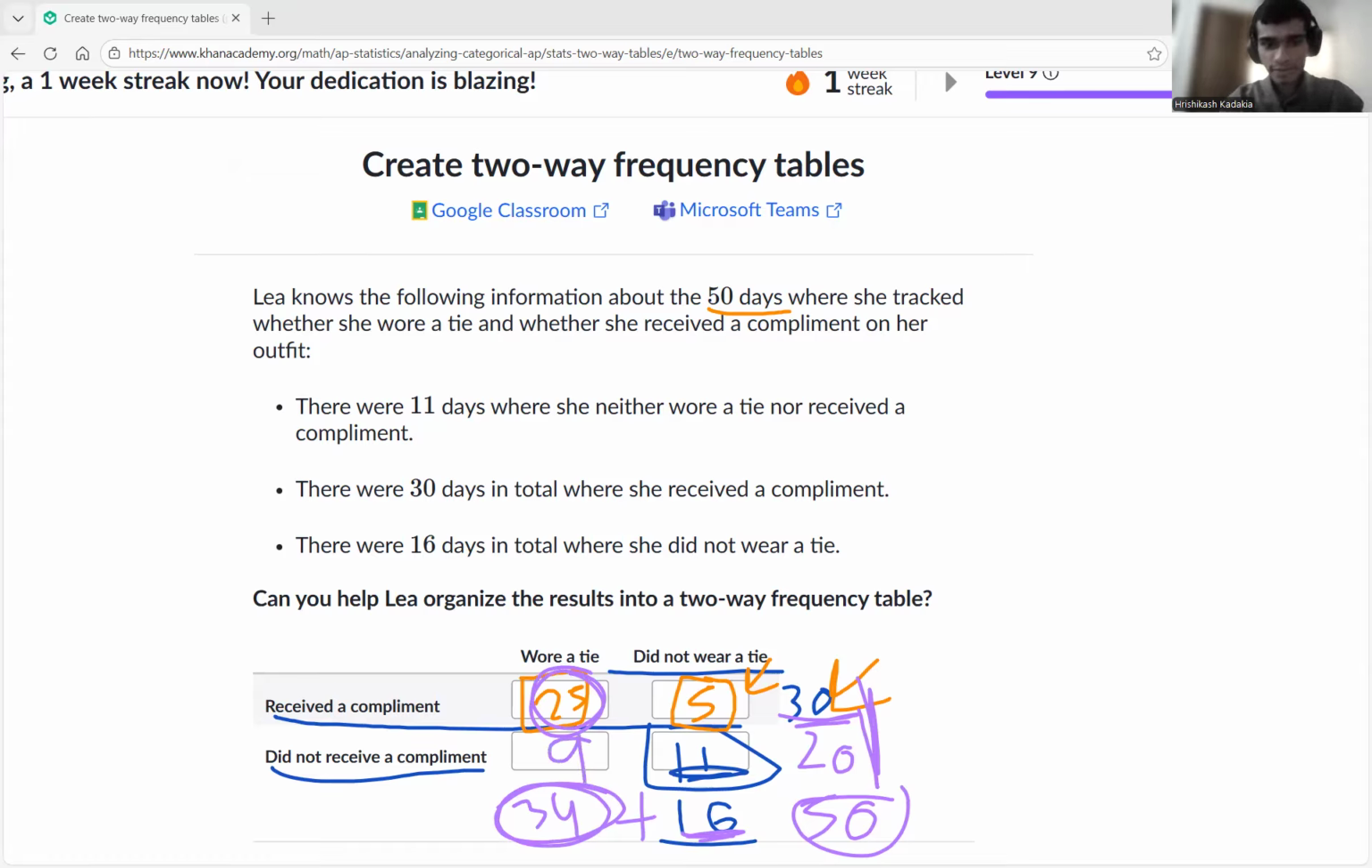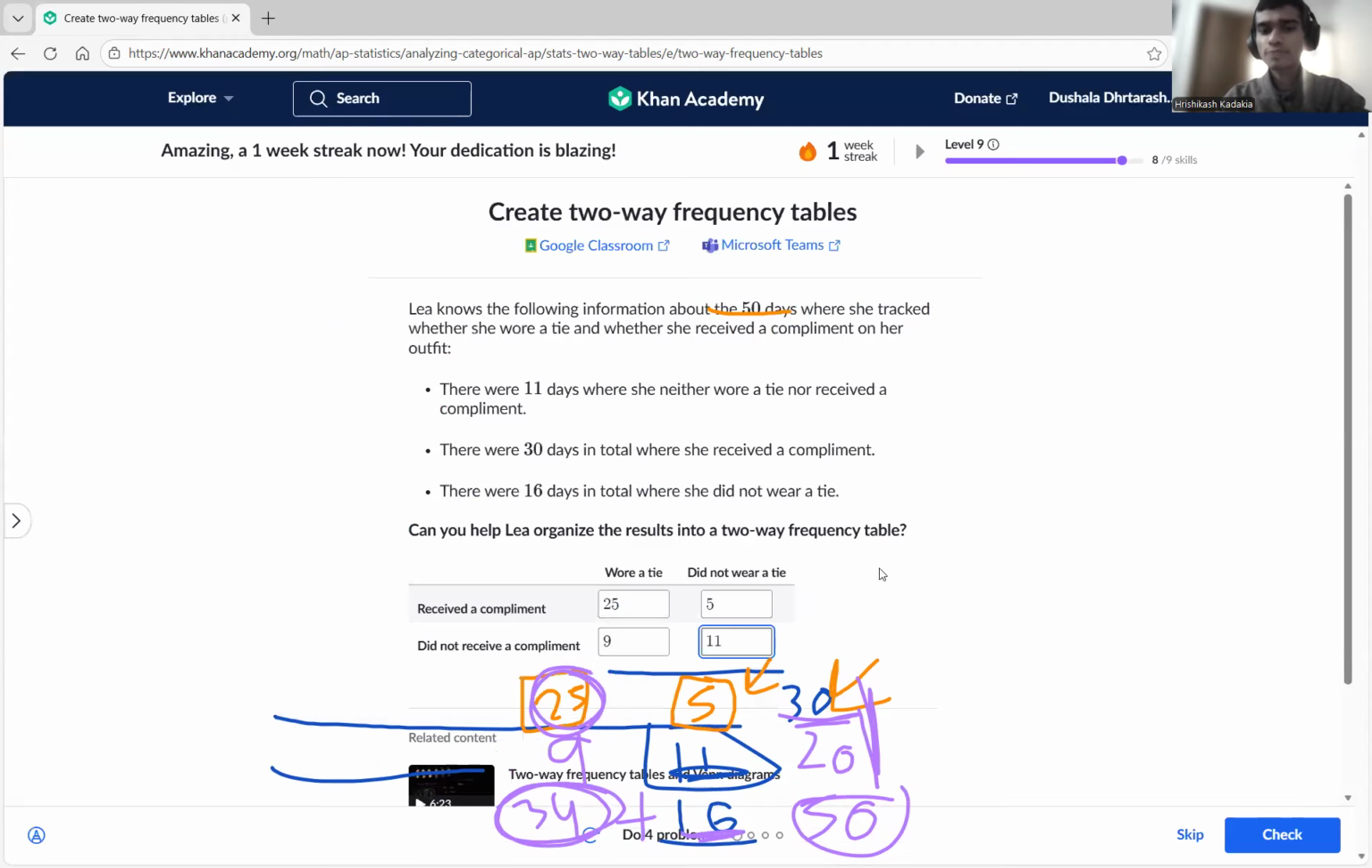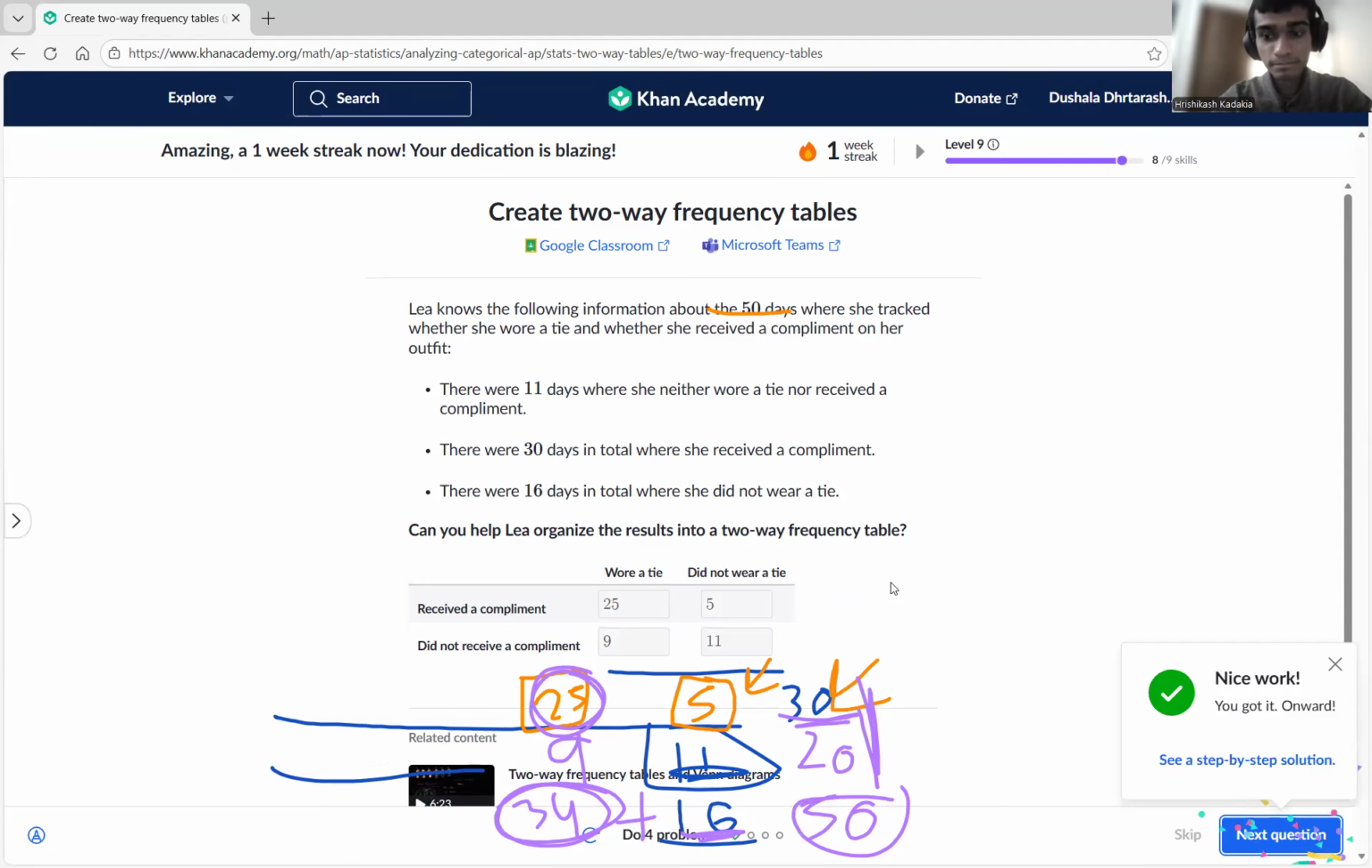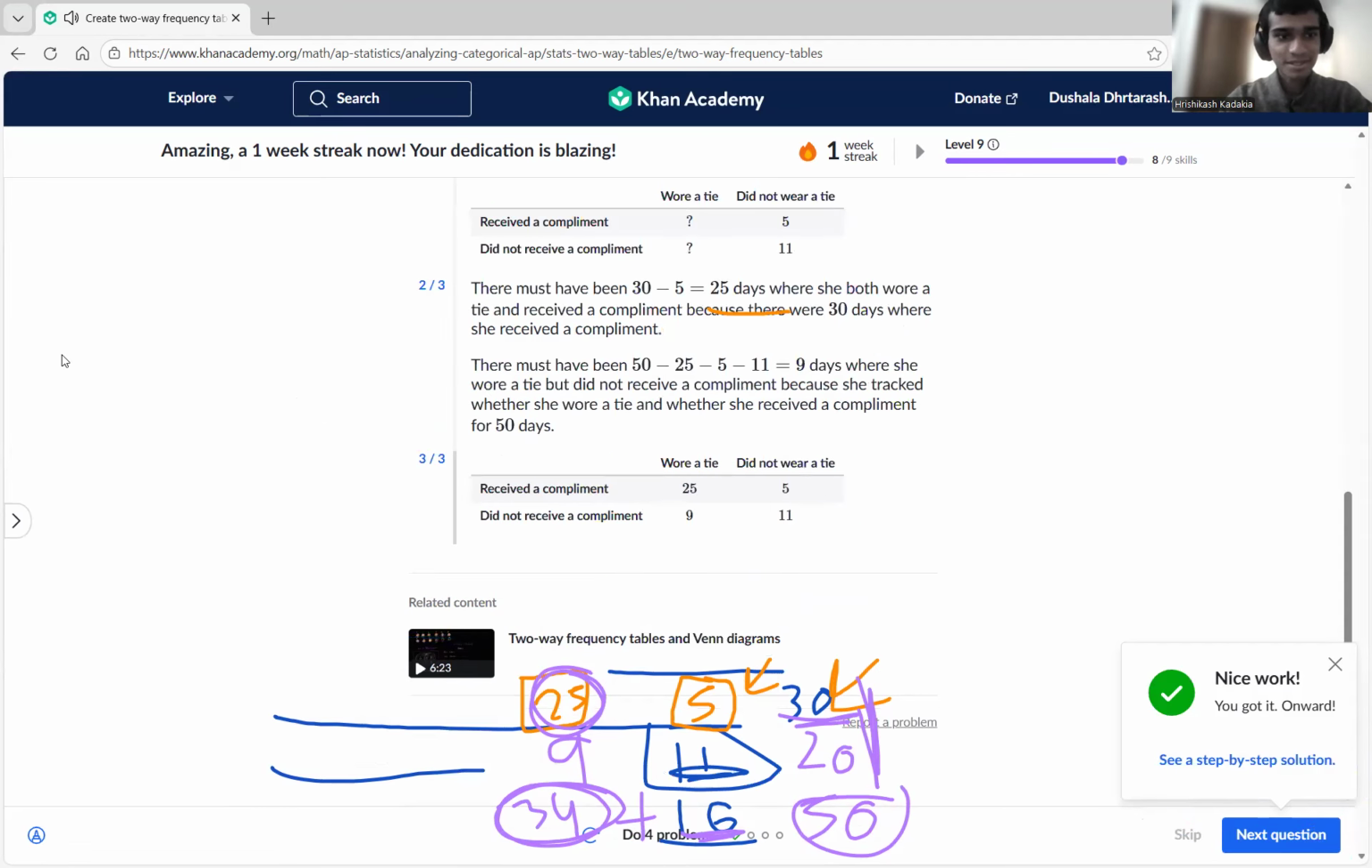So there we go. We have 25. I'll just fill in here. It's 25, tab 5, tab 9, tab 11. Yes. Now if you try to add all of these values here, 20 plus 5, 25 plus 5 is 30, 9 plus 11 is 20, 20 plus 30 is 50. There we go. We have it up there. Perfect. There we go. We got it correct.